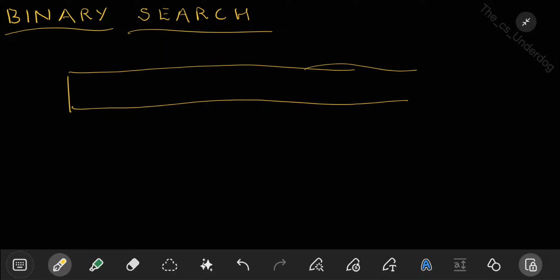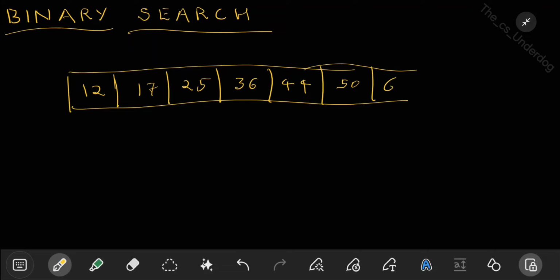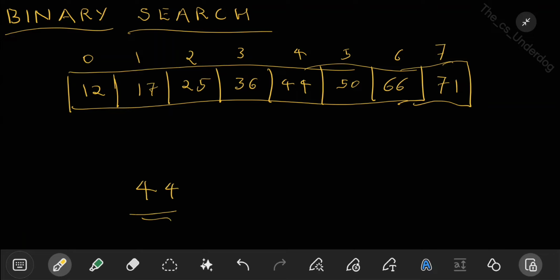So your input array can have many elements: 12, 17. Keep in mind that this should be sorted: 25, 36, 44, 50, 66, 71. Let us say this is your array. So this is index 0, 1, 2, 3, 4, 5, 6 and 7. So how do you find an element that you want to search? Let us say you want to search for 44. You want to see whether 44 is present in this array or not.